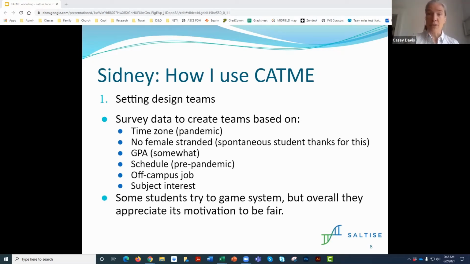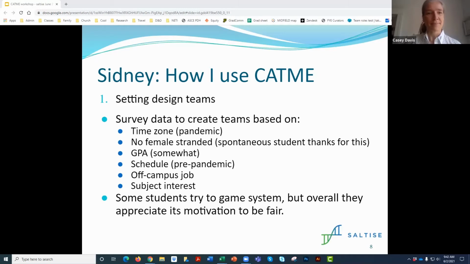If you have an off-campus job, I find it very helpful to be mindful of that when putting teams together. And also, our department is very diverse, so I ask them what subject they're interested in, so I can bin students according to their interest, which means they're probably more motivated to contribute to the project. Now, having said this, I know some students try and game the system, but overall the feedback I have had, and I've used it for 3 years now, is that they really appreciate how the system is motivating and fair about creating teams and then also following teams.